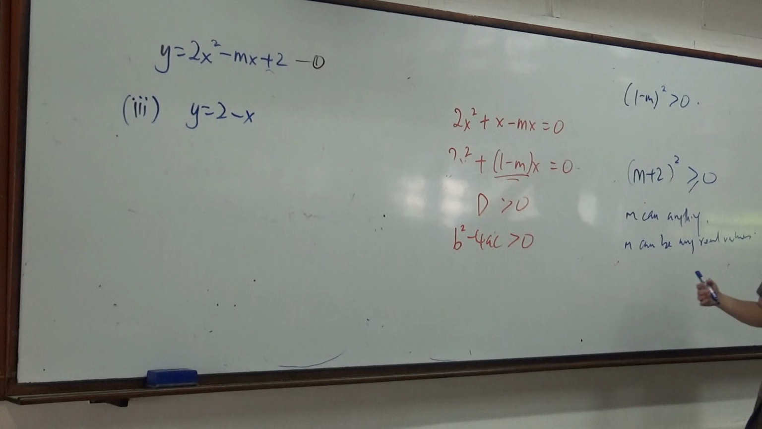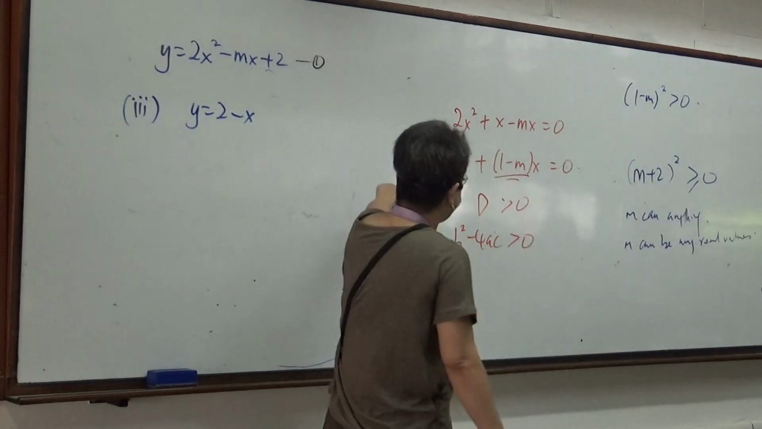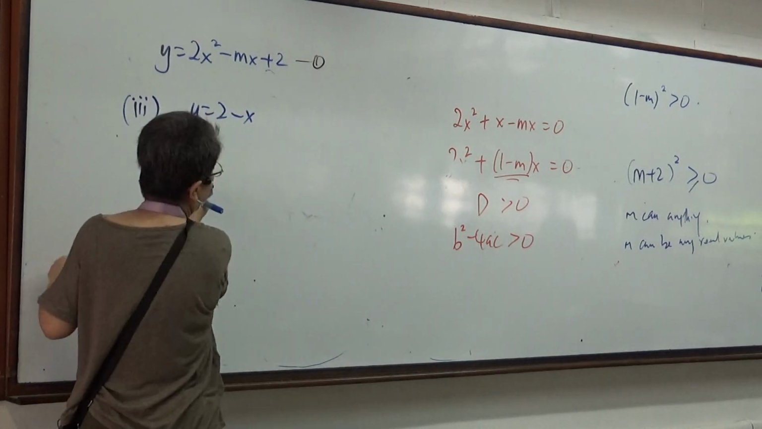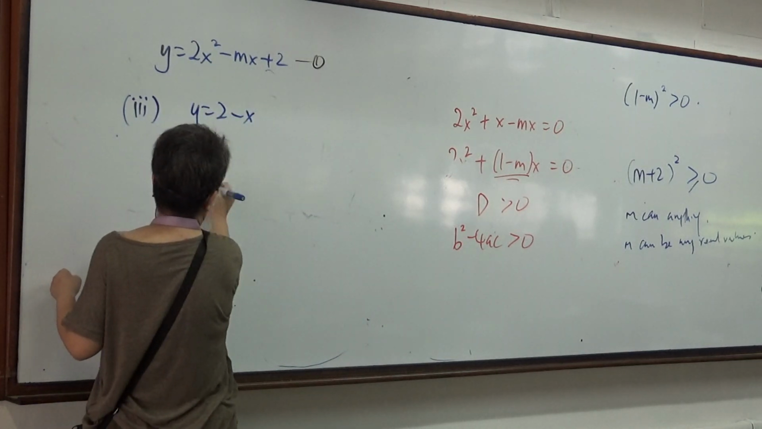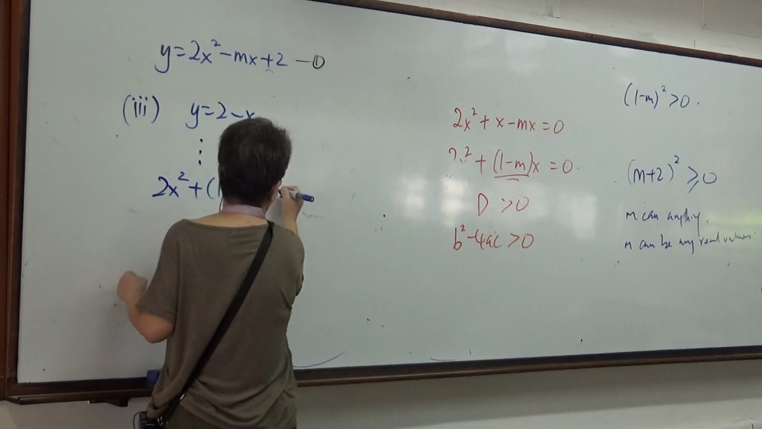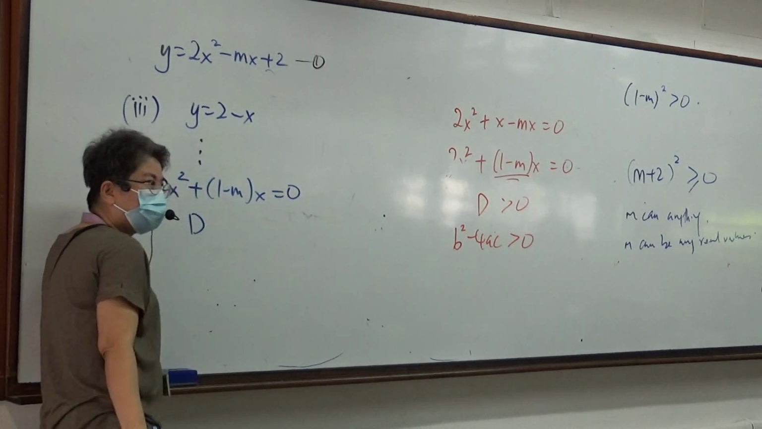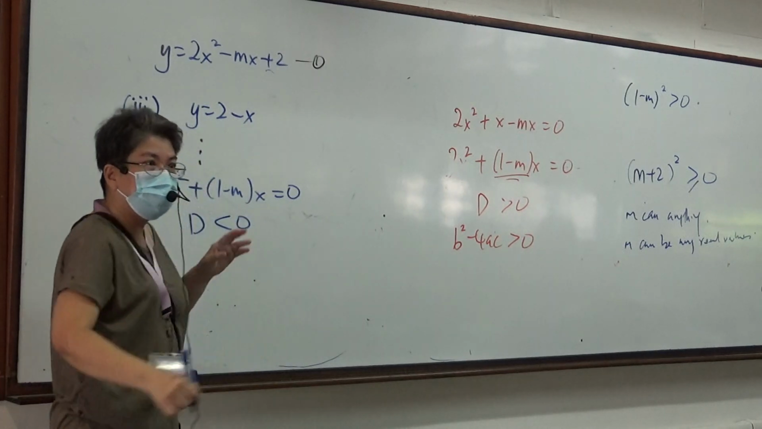All of you now. If I sum it again, I will get this again, right? I will get 2x squared plus 1 minus mx equals to 0, right? I will get the discriminant less than 0, right? Because it will not intersect.